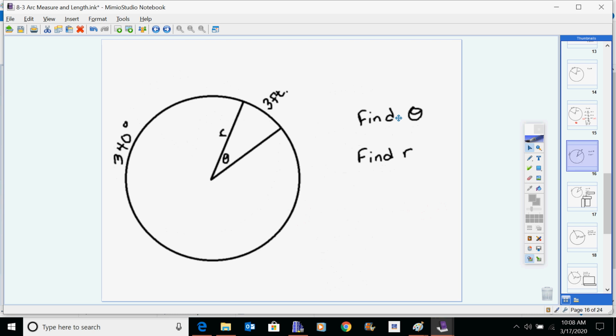All right, let's look at this. This one has 2 instructions. We need to find theta, and then we need to find r.